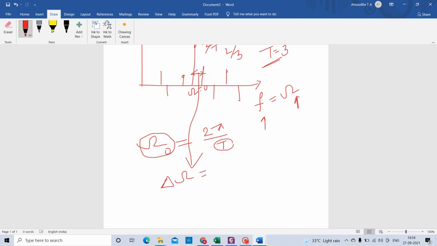The equation is the same one we used to determine the fundamental frequency: 2 pi by T. T is the fundamental time period. If T is equal to 3, it becomes 2 pi by 3.